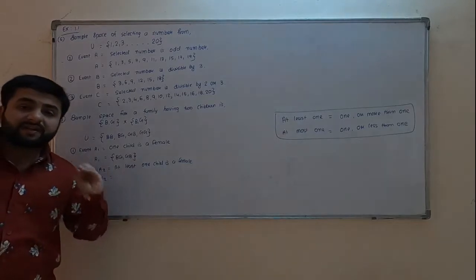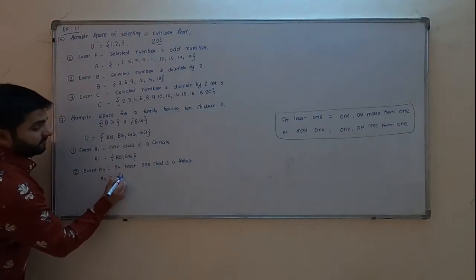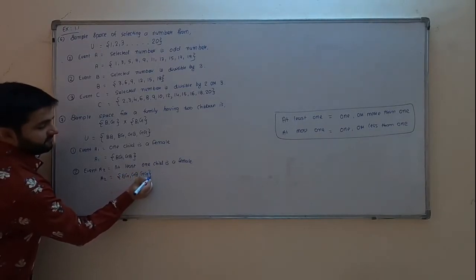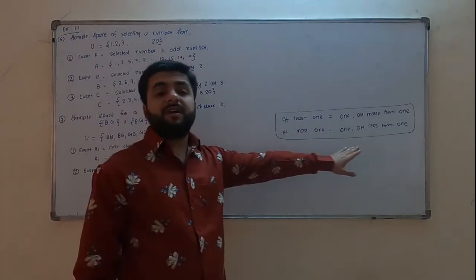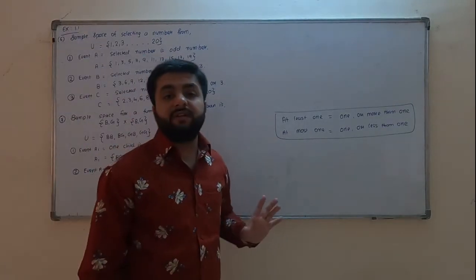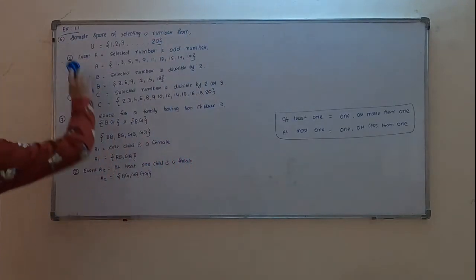Now they are asking for at least one child, so one is okay and two is also okay. So BG, GB, GG. Okay, so this is the thing. And remember this, if you want, you can write it below, okay? Because this is very important to note in terms of probability. Now we are going to the next one, sum number 8.